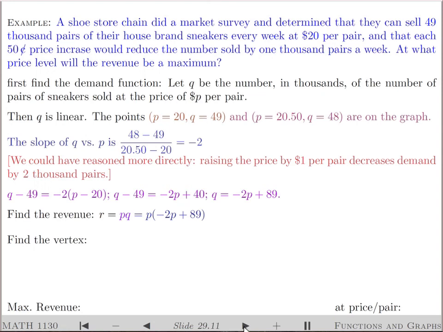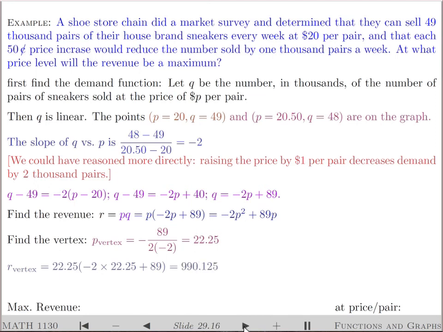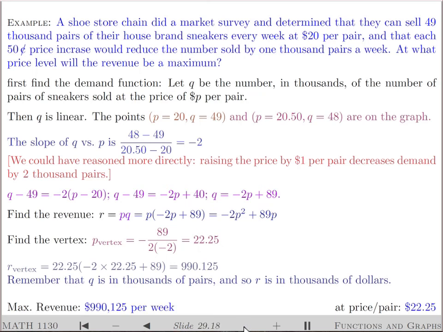Let's go ahead and finish this problem. Here we want the revenue to be a maximum, and since revenue is a quadratic polynomial with a negative squared coefficient, this is just a vertex problem. Find the vertex and find the corresponding price level. They just want the price level, but if you want the revenue, just plug that in as well.